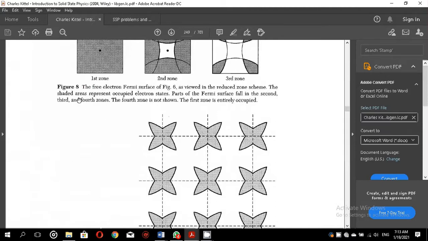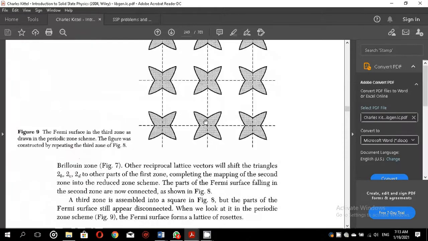Figure 8, the free electron Fermi spheres of figure 5 as viewed in the reduced zone scheme. The shaded areas represent occupied electron states. Parts of the Fermi sphere fall in the second, third, and fourth zone. The fourth zone is not shown here. The first zone is entirely occupied. Figure 9, the Fermi sphere surface in the third zone as drawn in the periodic zone scheme. The figure was constructed by repeating the third zone.